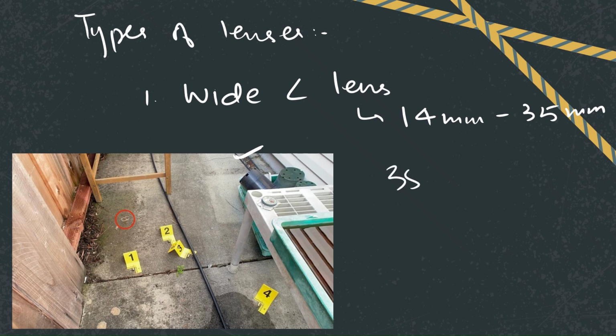Now, if you talk about the 35 mm lens, this is one of the most widely used lenses in crime scene photography. It offers a field of view which is very close to what the human eye naturally sees, which makes the photographs feel natural, undistorted, and easy to understand for judges and juries in the court. This is commonly used for mid-range photographs and general scene documentation.